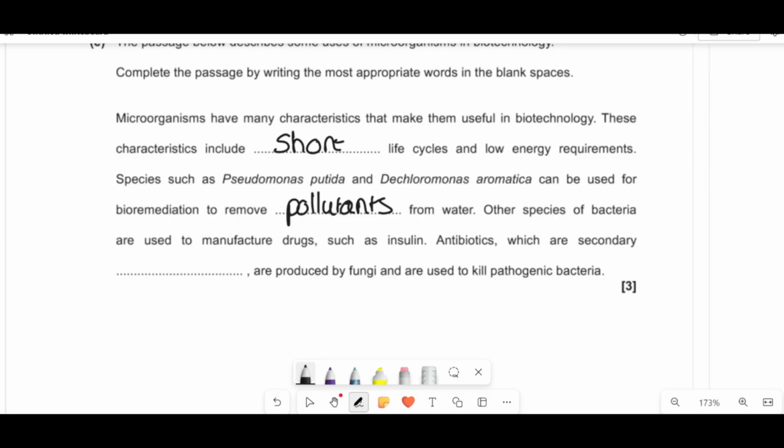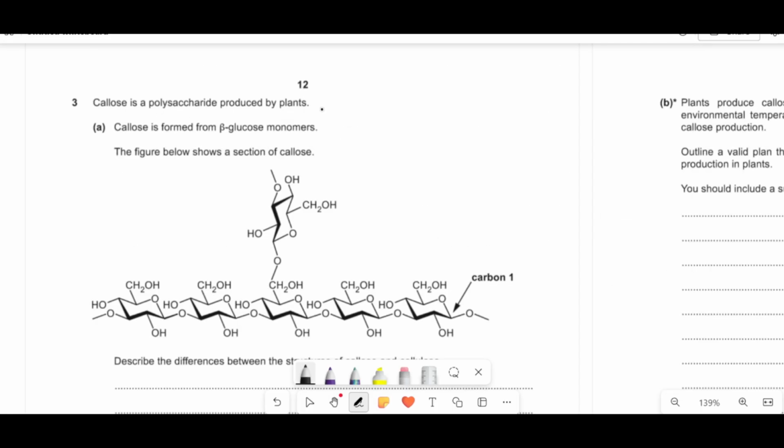A fungus making an antibiotic does not directly mean it's going to grow. If you took the antibiotic out, and assuming there were no bacteria it's competing with, it would still grow fine. It would be chilling. That's a secondary metabolite. So here, that gap is metabolite. Produced by fungi and used to kill pathogenic bacteria. There you go. Callose is a polysaccharide produced by plants.